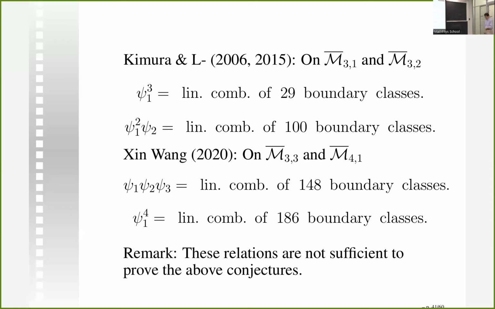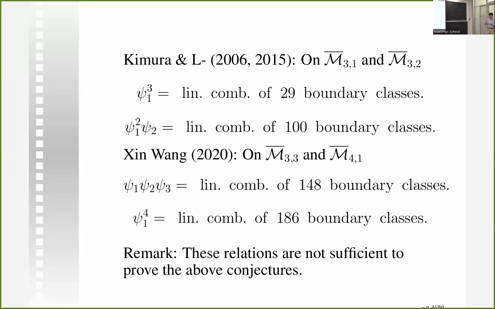Pixton has a conjecture. He said that his relations give all the possible topological relations. But actually, this is not true. So it's not clear whether it's worth going to higher genus curves. Of course, there's some problem, because this is a huge class of universal equations.